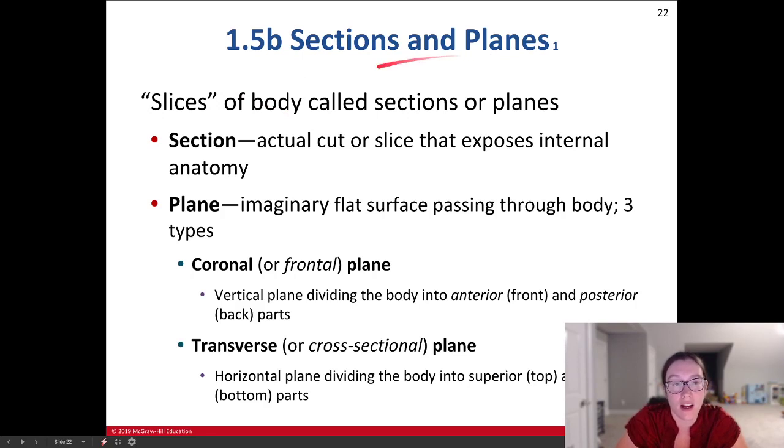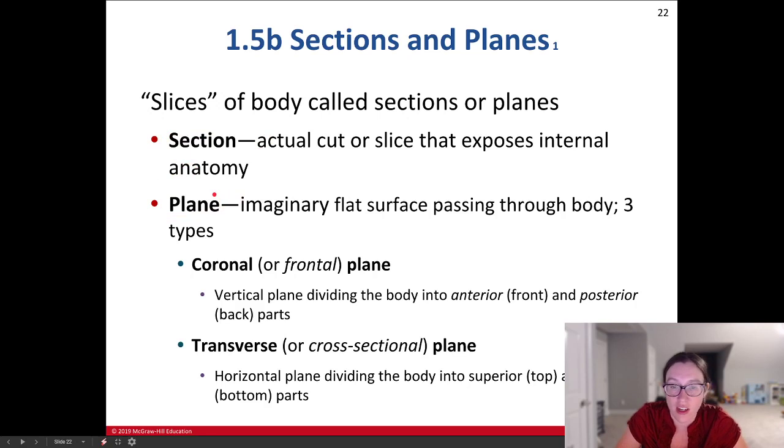A section is an actual cut or slice that exposes internal anatomy. So if we were dissecting someone, or if you went to the bodies exhibit and saw the different slices, that would be a section. This is an actual cut, and we don't really do that as often, especially if the person's still alive. So we're going to talk more about planes usually. Some of our models are going to be cut into these sections.